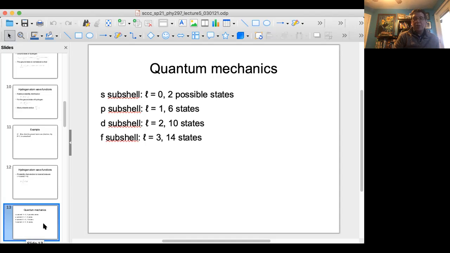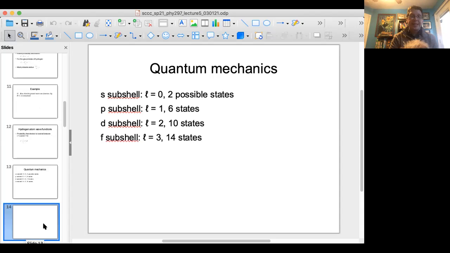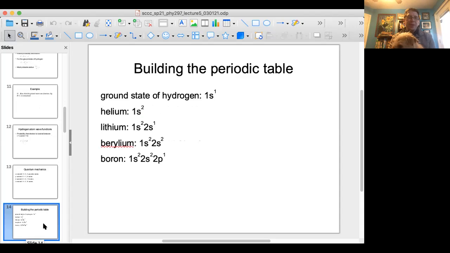The p subshell corresponds to l equals 1. There are 6 states. The d subshell corresponds to l equals 2, and there are 10 states. And the f subshell corresponds to l equals 3, where there are 14 states. And so you build up from there. So for the ground state, hydrogen has 1 electron in the 1s state. For helium, there are 2 electrons in the 1s state. Again, you have ms equal to plus 1/2 and ms equal to minus 1/2.